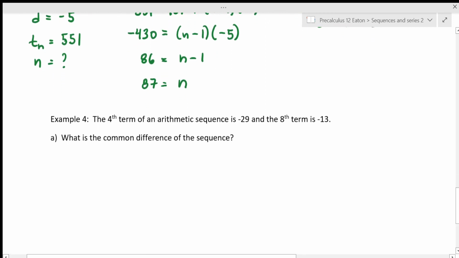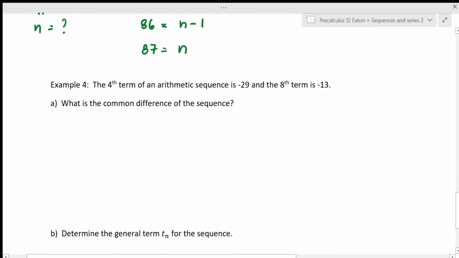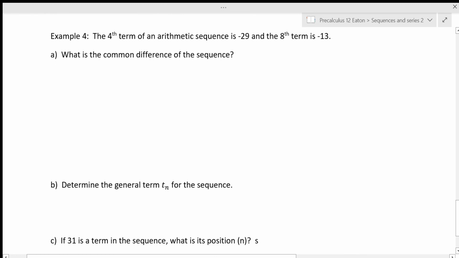Okay, last example. So the fourth term of an arithmetic sequence is negative 29, and the eighth term is negative 13. First question is, what is the common difference of the sequence? So I'm just going to start by writing out my known information. So I know that T4, my fourth term, is negative 29, and I know that my T8 is negative 13.